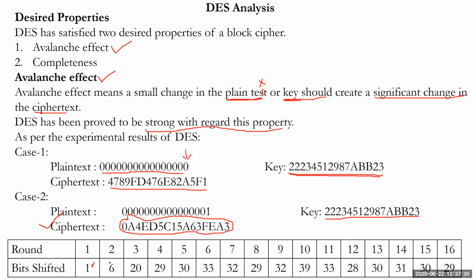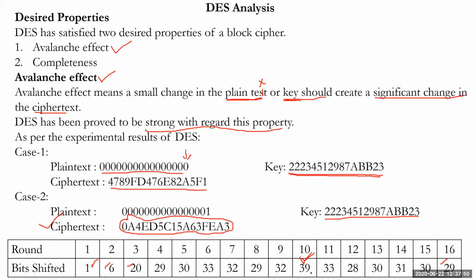In the second round 6 bits will be changed. In the third round 20 bits will be changed, and so on and so forth. In the 16th round 29 bits will be changed here. So more and more changes happen by the 10th round. At the 10th round, 39 bits have been changed.